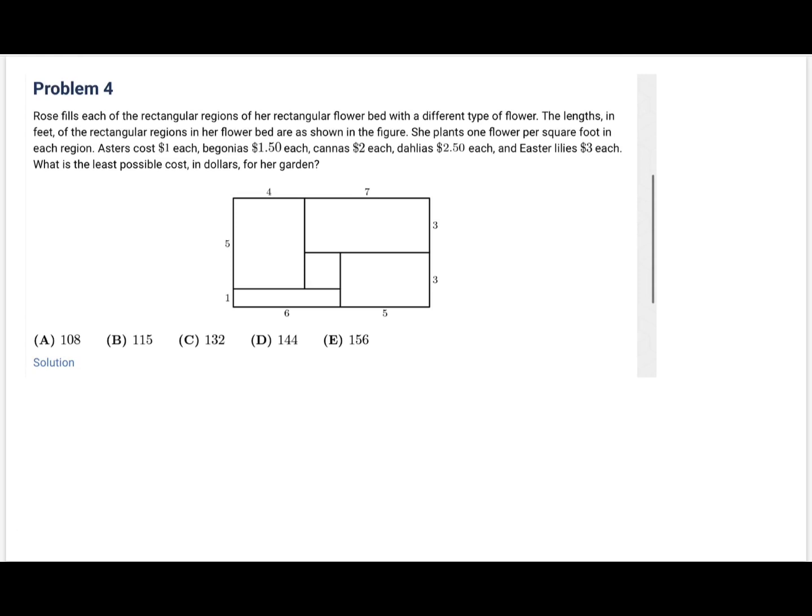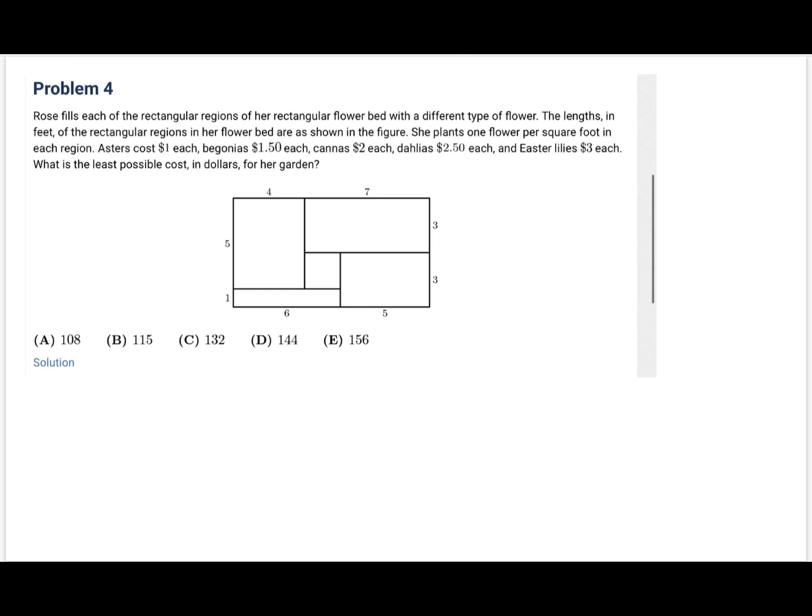Problem number 4. Rose fills each of the rectangular regions of a rectangular flower bed with a different type of flower. The lengths in feet are shown below. She plants 1 flower per square foot. Asters cost $1 each, begonias $1.50, cannas $2, dahlias $2.50, and Eastern lilies $3 each. What is the least possible cost in dollars for her garden?